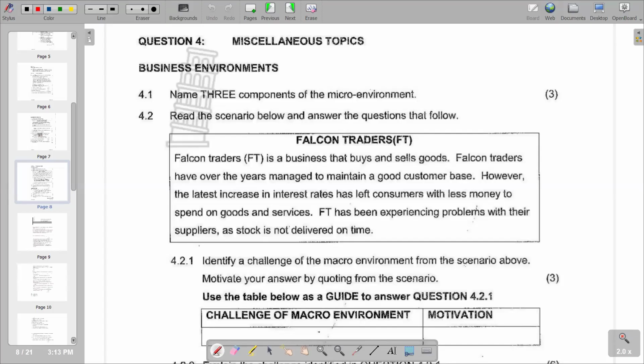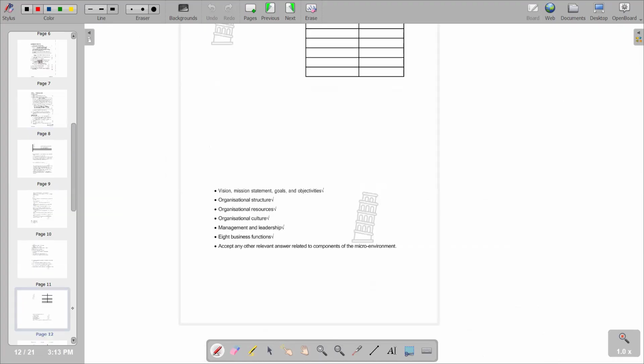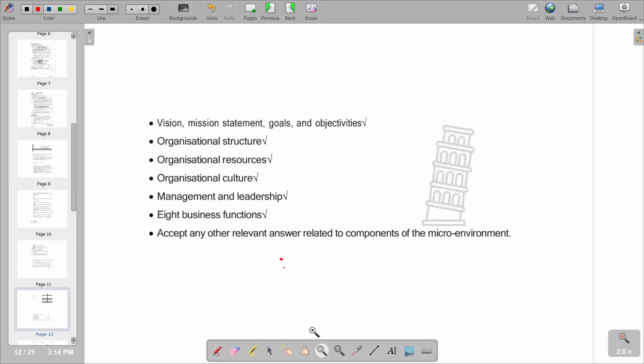Question 4.1 reads: name 3 components of the micro environment. Remember, the micro environment describes the environment that the business can fully control. So the question requires us to give components of the micro environment. We have a list here, whereby on the first part we have the mission statement, a vision, goals, and objectives, which are part of the micro environment.